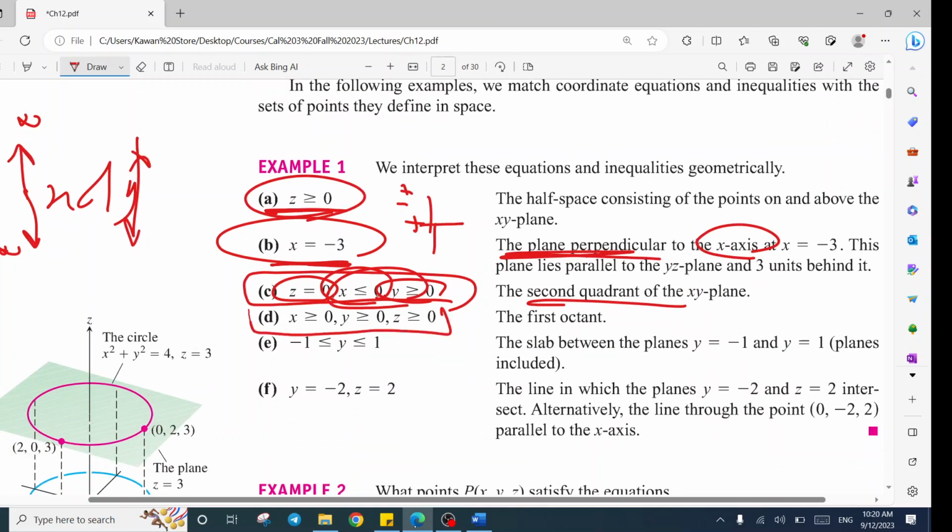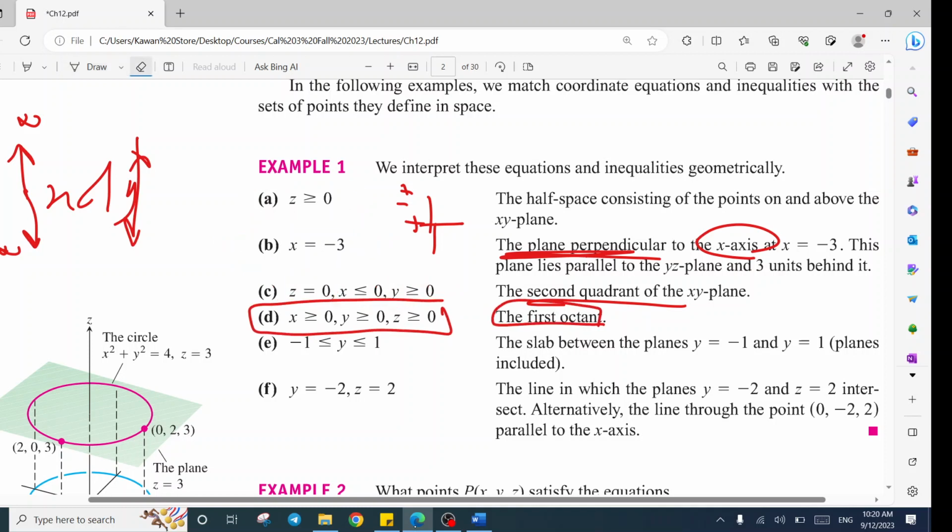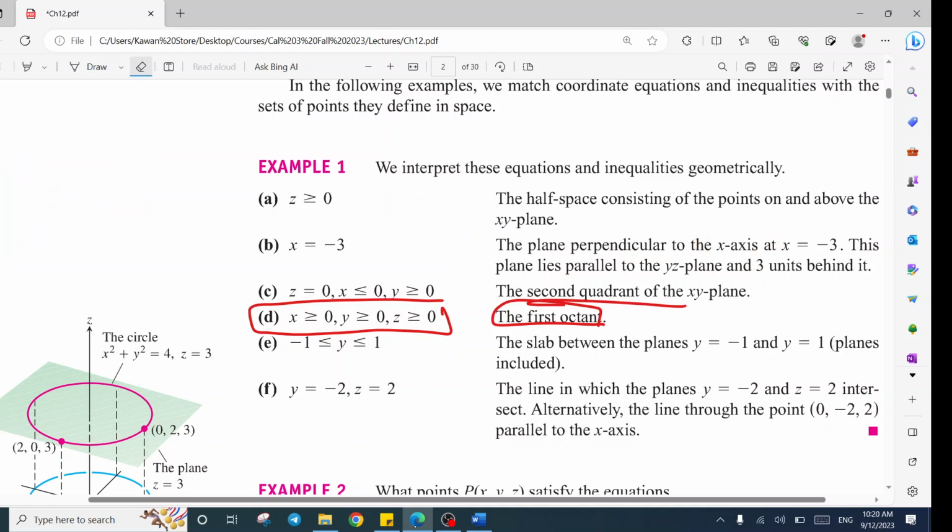And I told you only the first octant has a special name. When do you have the first octant? If all of them are positive. How about the second octant? We don't have it. There's no name for the second octant. Understood? Good.